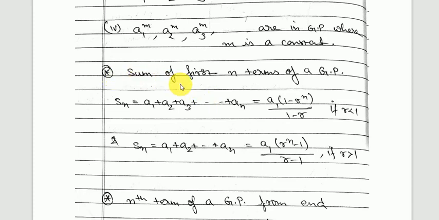Now let us see the formula for sum of first n terms of a GP. So Sn equal to A1 plus A2 plus A3 plus dash plus An. So here actually we have got two formulas depending on the common ratio.